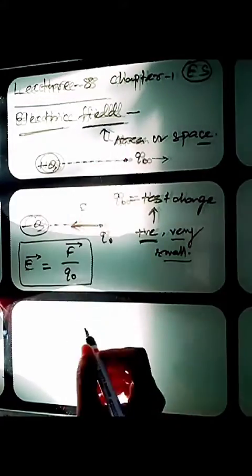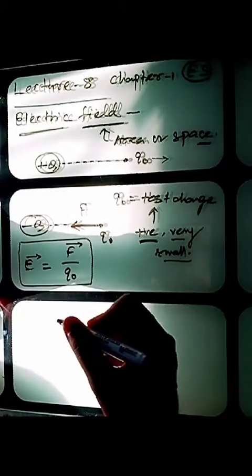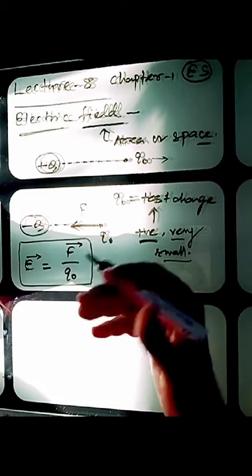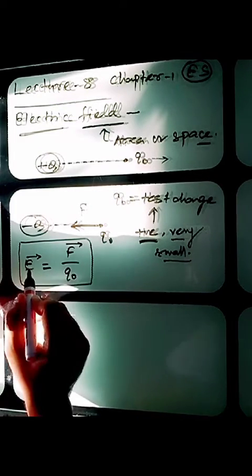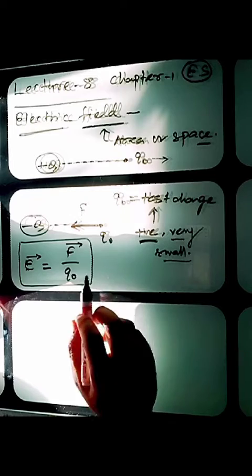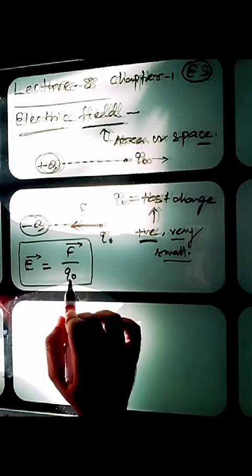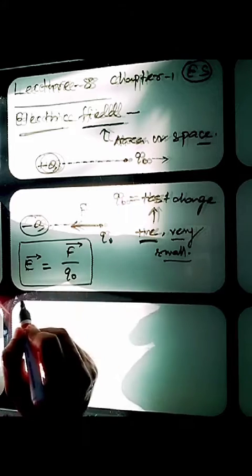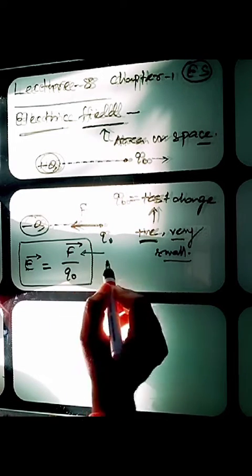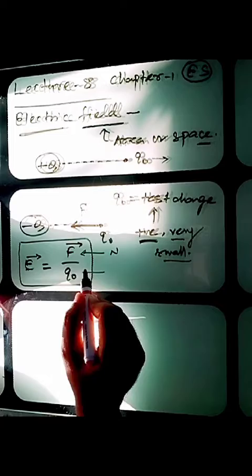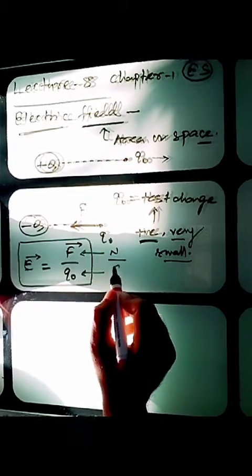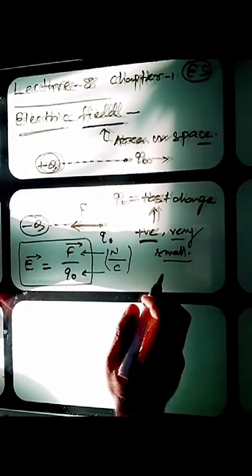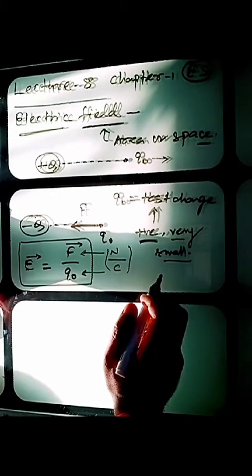This electric field is also termed in many ways. It is the electric field strength, electric field intensity. So this electric field can be defined as the electrostatic force per unit charge. Of course, if you write the unit from this definition, the unit of force will be Newton and the SI unit of charge will be Coulomb. So Newton per Coulomb will be the SI unit of electric field.